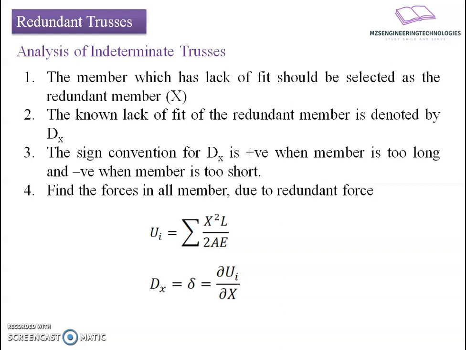The sign convention it will bear depends upon the type of lack of fit. If the member is too short, we will put a negative sign. If it is too long, we are going to put a positive sign. The member forces will be calculated with reference to the minimization of the strain energy component with reference to the redundant force. Let's try to understand this concept with reference to a numerical.